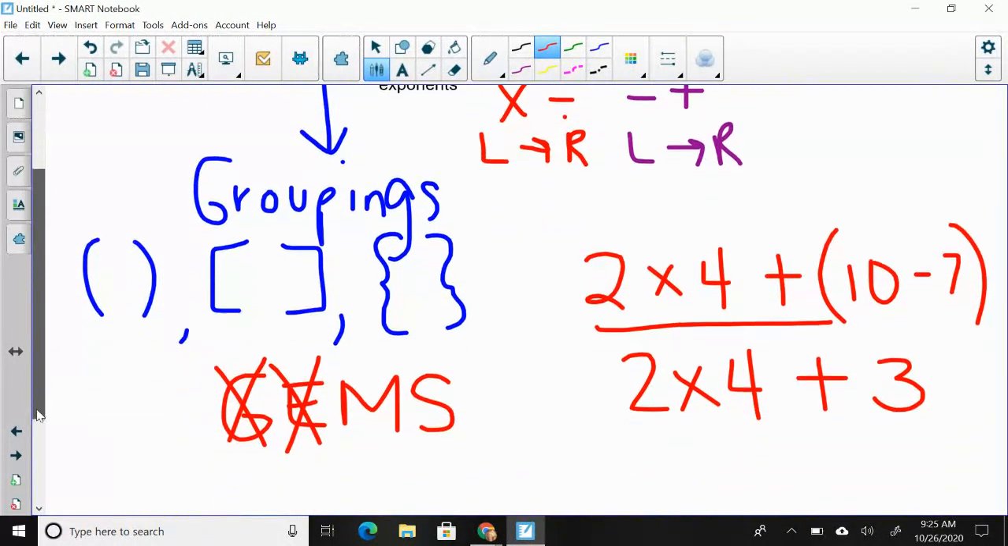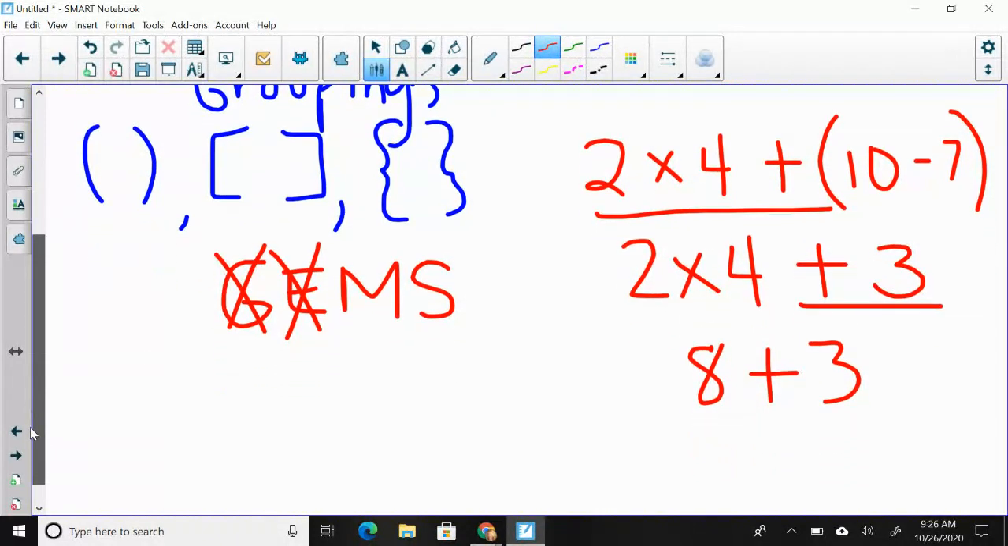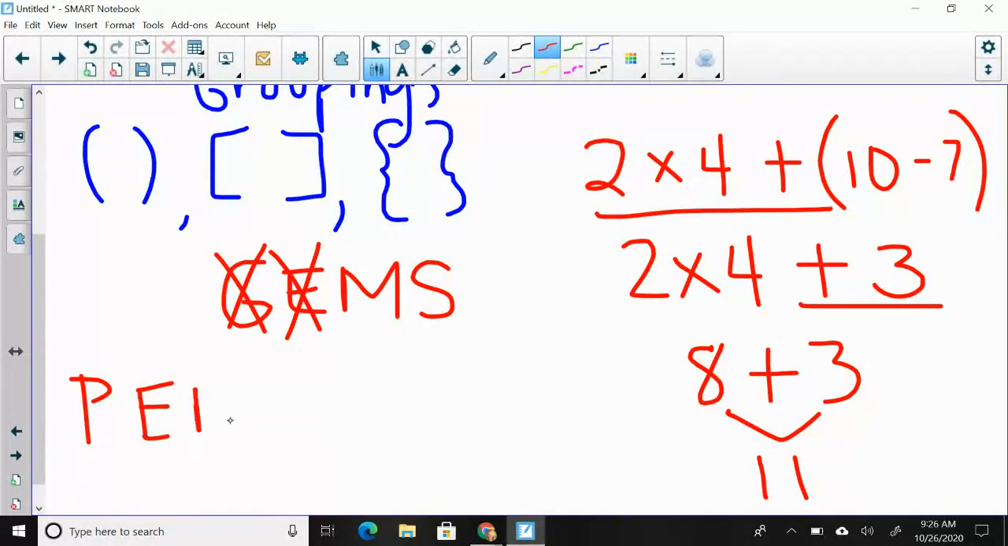Okay, so I do have multiplication here. So I am going to multiply 2 times 4, which is 8. And then I'm going to bring down what I have left. And then my final answer becomes what? Andrew? 11. Okay, and that's the answer. And that's how you do order of operations. We check for groupings or we check for parentheses. In this case, if I did PEMDAS, I checked for parentheses, okay?